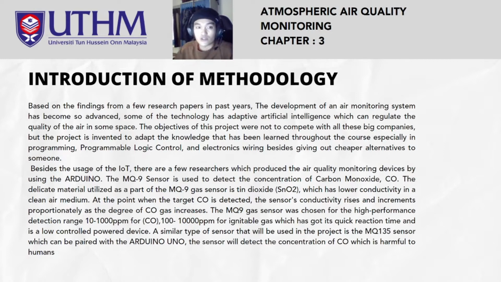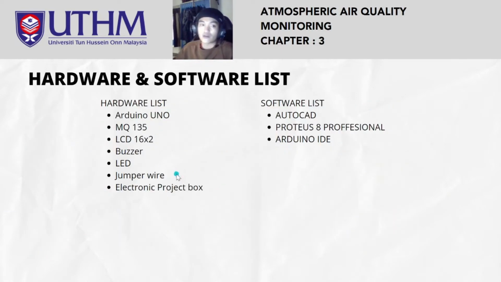For the introduction, there is nothing to be explained, but there are a few past projects that have been done as a revision by our group. And then for the hardware list, we are using the Arduino Uno which acts as a microcontroller, MQ135 for the input, LCD 16 by 2, buzzer and LED for the output, jumper wire to connect the circuit, and the electronic project box, which has been used as the casing.